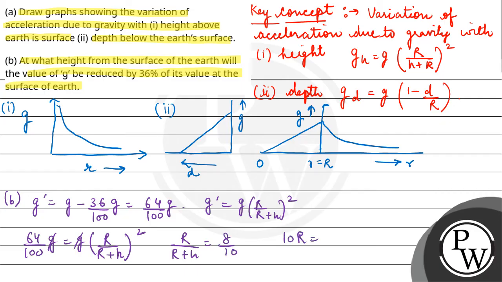So 10r is equal to 8r plus 8h. So that means 2r is equal to 8h. h comes out to be r by 4. So that means 1 by 4th of the radius of the earth. This is the height above the surface of the earth where gravity will be reduced by 36% of its value. This is our final answer.